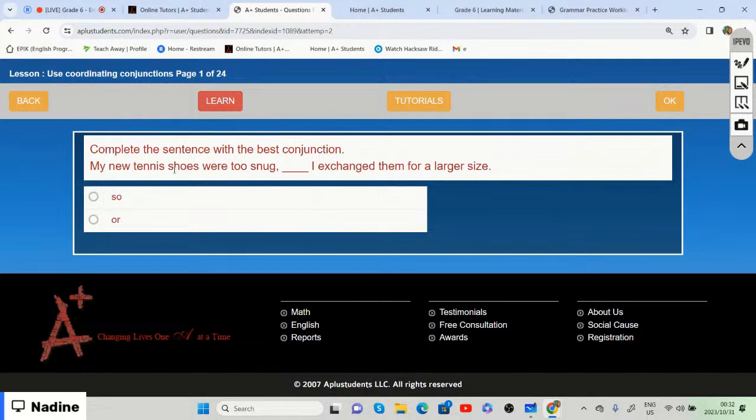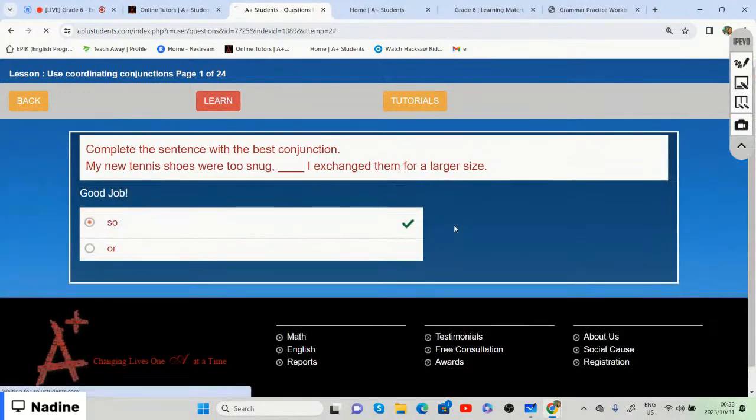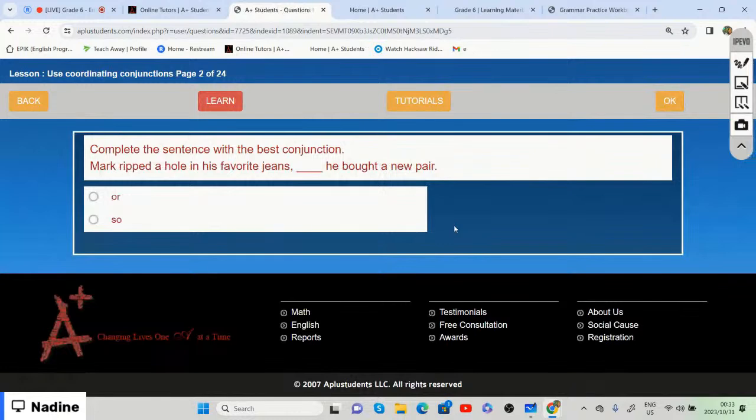My new tennis shoes were too snug. Yes. So I exchanged them for a larger size. So we say so, and so is correct. Well done.